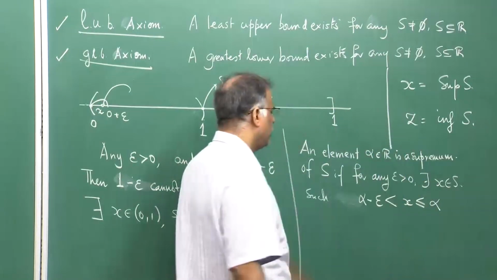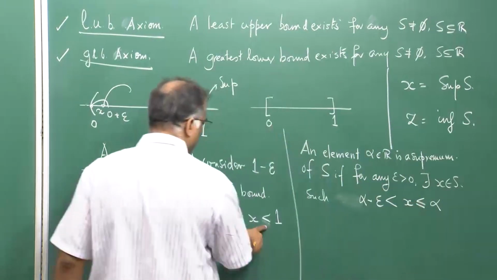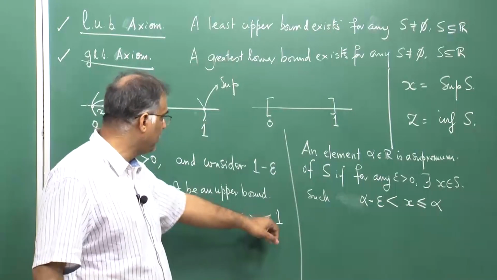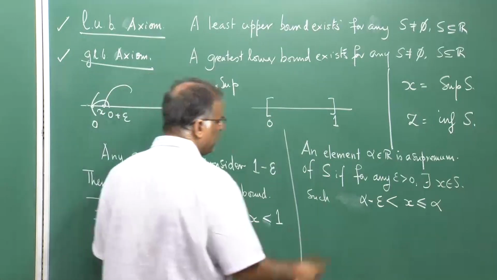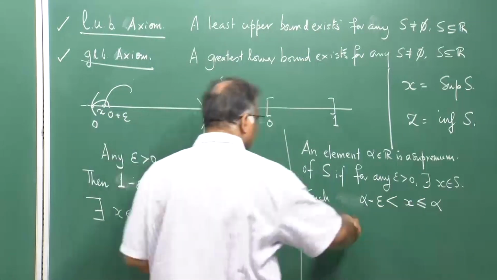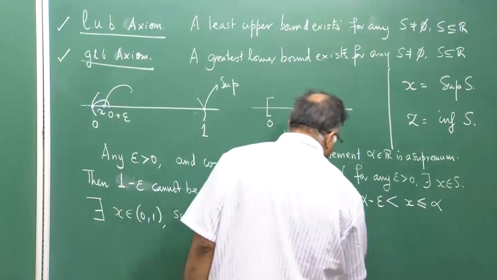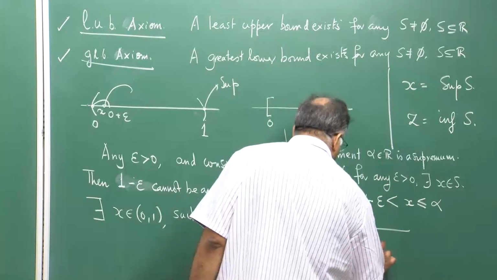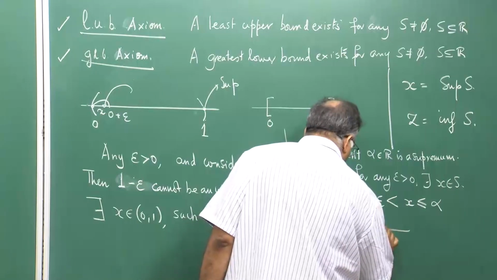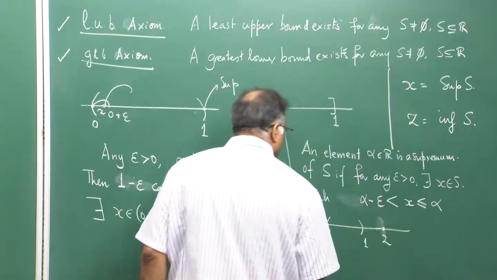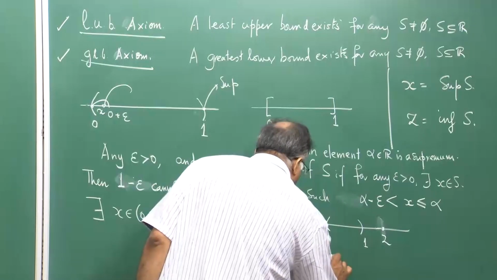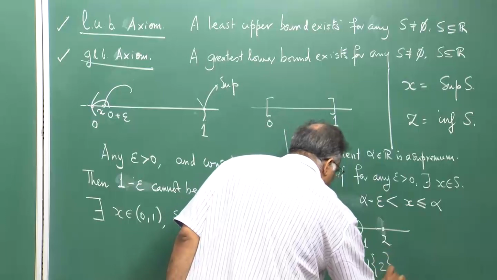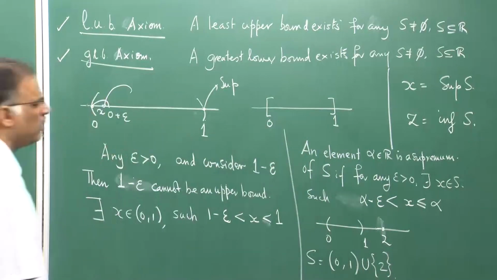So, you might ask me why you have put less than or equal to here, when here you have not. Because here no x can be equal to 1 in this set, but here in general you do not know. So, this is the general definition, because for example, if you take a set like this, and 2. So, your set is 0 1 union the singleton set 2, so a disconnected set. Now, what is the supremum of this set?